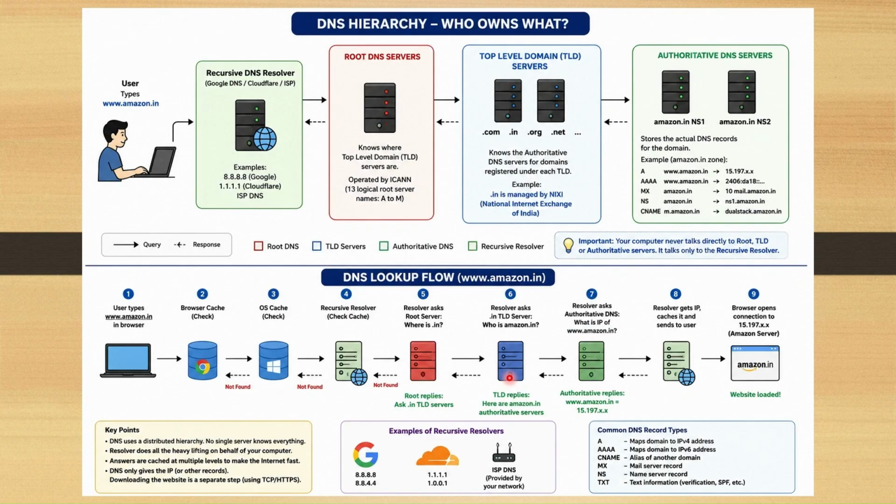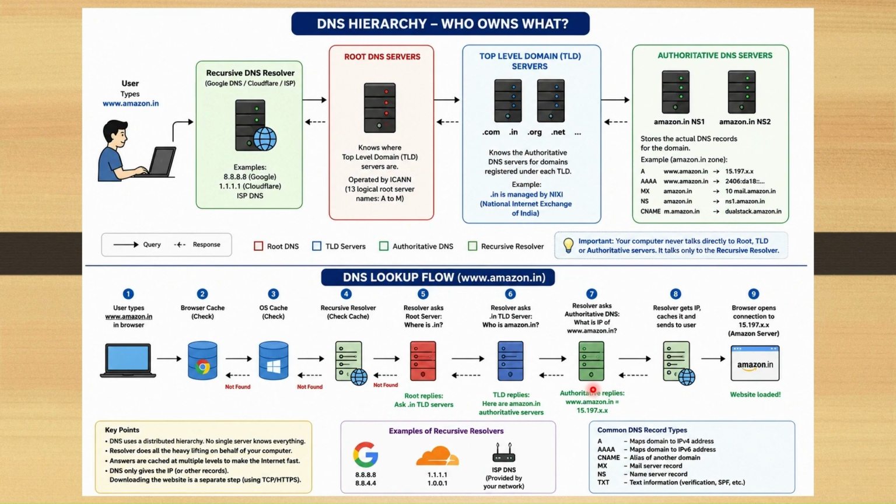Now the resolver contacts Amazon's authoritative DNS server. It asks, what is the IP address for Amazon.in? This time, the authoritative DNS server has the answer and it returns the IP address associated with www.amazon.in. The resolver stores this response in its own cache for future requests. Then it sends the IP address back to your laptop. Your operating system may cache the result. Also, your browser may cache it as well. That's why when you visit a website a second time, the lookup is much faster.